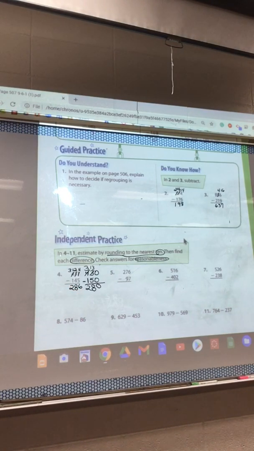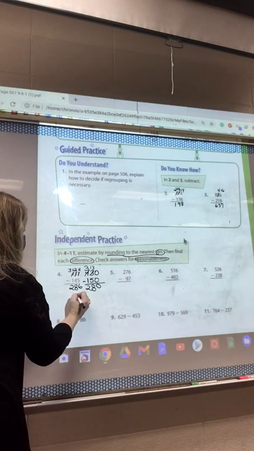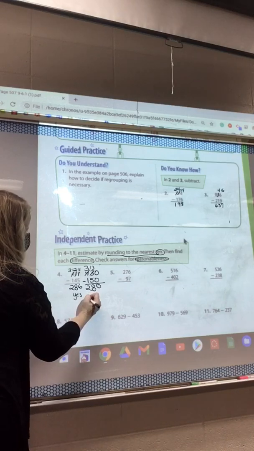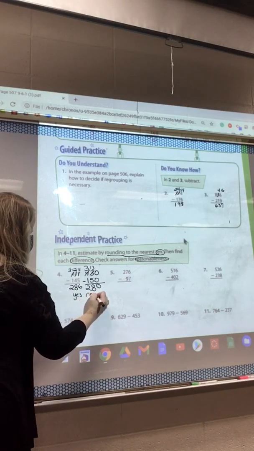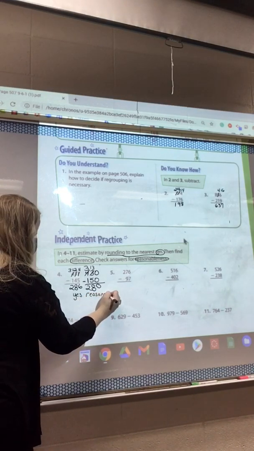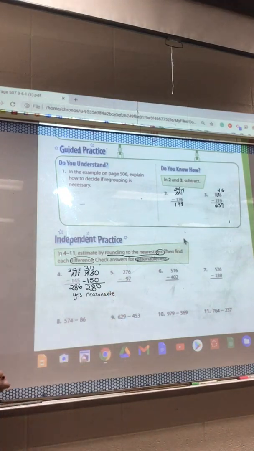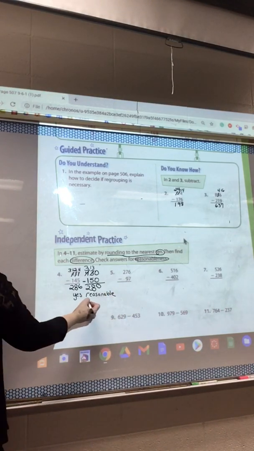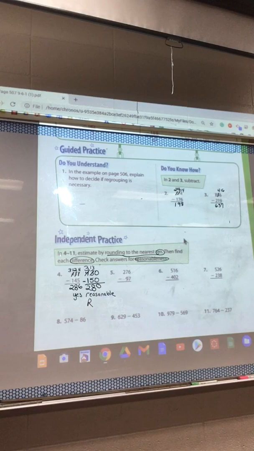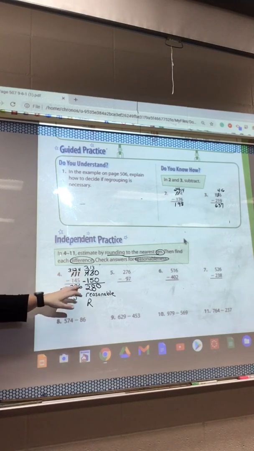Is 286 reasonable? Is that close to 280? Yes. So we're gonna put yes, or we're gonna put reasonable. And if you're ever just doing the worksheet and you want to put R there, you can. Okay, I don't care either way. All right. So, all 3 steps.